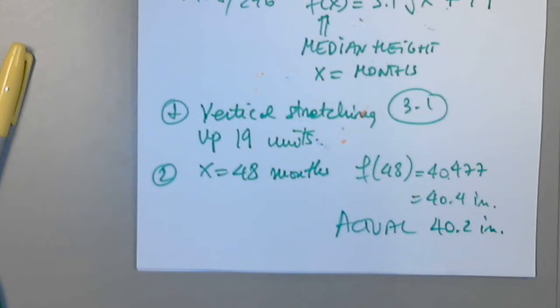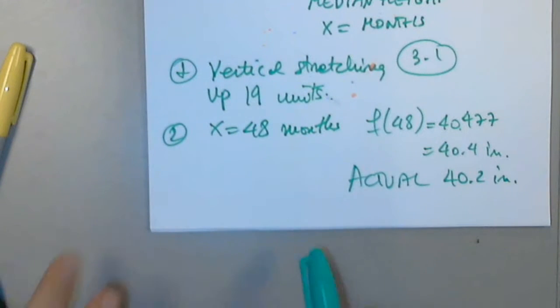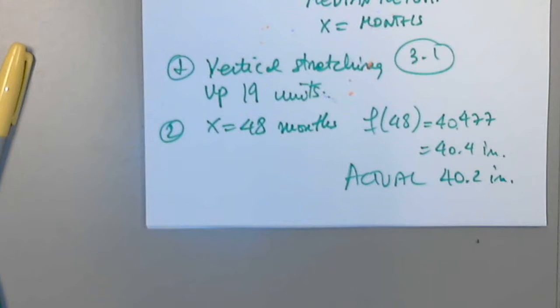Close. Very close. I will say this: at the age of 48 months, the model appears to be very accurate. I don't know outside of that. I don't know if at 60 months it will be the same. I don't know if at 12 months it is a good approximation. That part I don't know. So I will say at 48 months, the model appears to be pretty accurate.